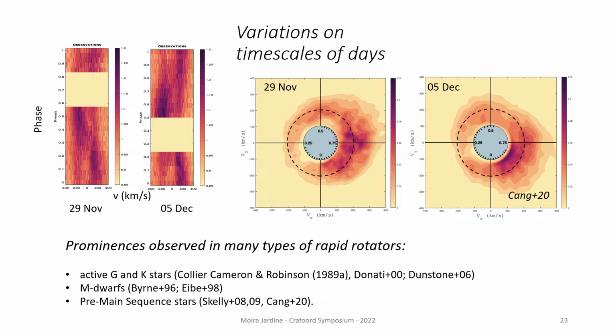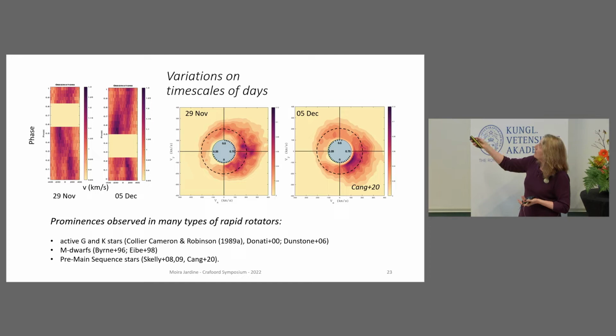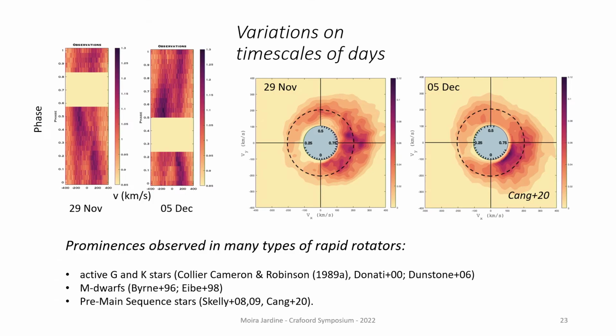This other projection is much easier to understand. It's essentially what you would see if you stood above the rotation pole of the star and looked down. So this is the disk of the star here, and you see all these dark absorbing clouds around the star. And you see over a time scale of a week, they're still there, but they've evolved a little bit. So this is crucial information that's telling us about the dynamics of stellar coronae.